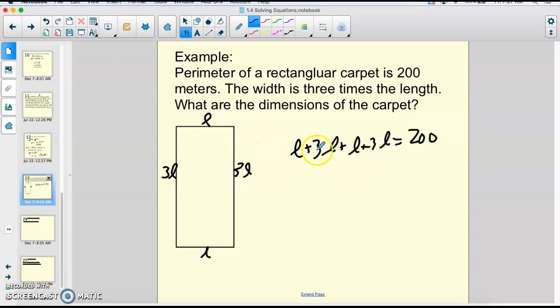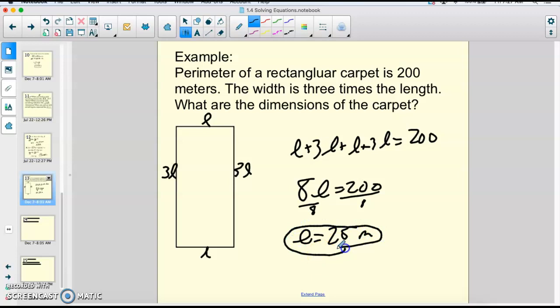And then we combine our like terms. We have a whole bunch of L's over here, right? And so we combine them, we get what? 6L, 7L, 8L equals 200. And let's see, if we divide by 8, L equals 25 meters. Now we know that the width is 3 times as much as that, right? So 25 times 3 is 75 meters.